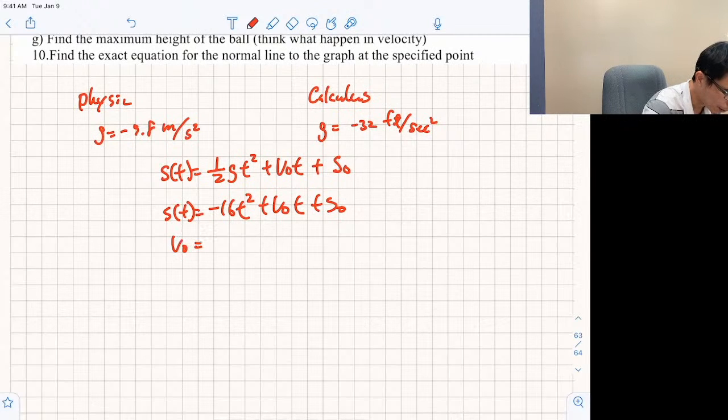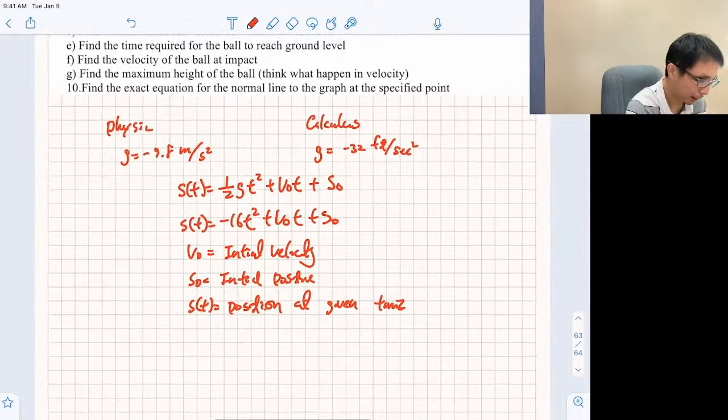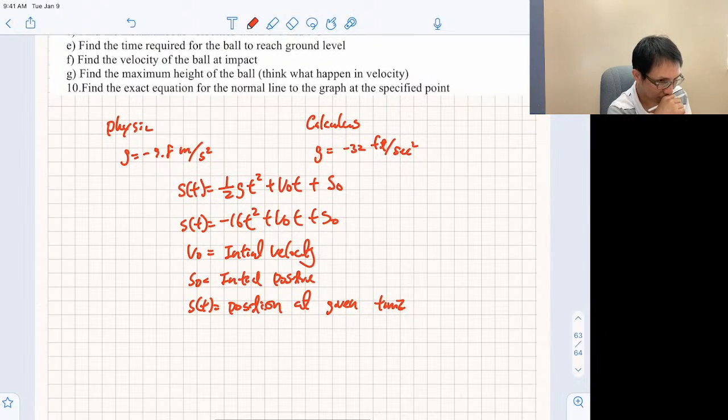And v0 represents initial velocity, and s0 represents initial position. And s of t represents the position at a given time. So we're going to talk about the whole idea about everything.